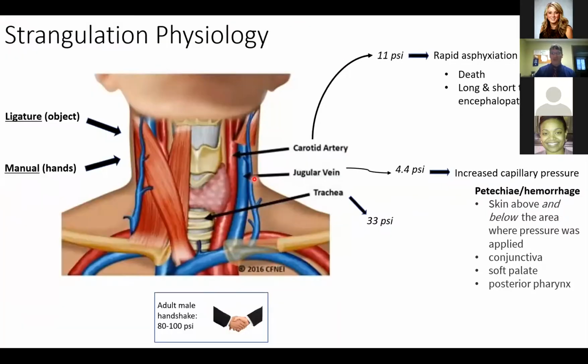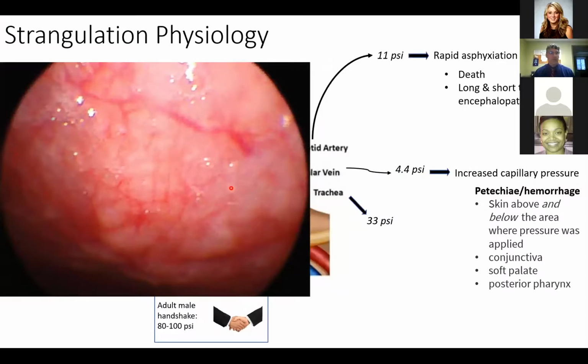You can also have petechiae in the posterior pharynx. In the posterior pharynx, you've got the normal vascular meshwork, but you've got a couple areas here where you have ruptured capillaries. Again, it's not necessarily obvious. So unless we are looking for it, we're not going to notice those.